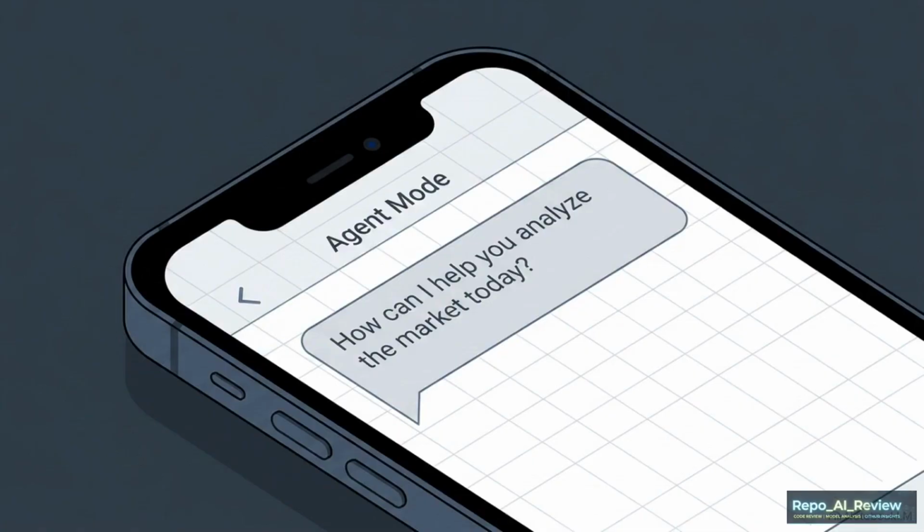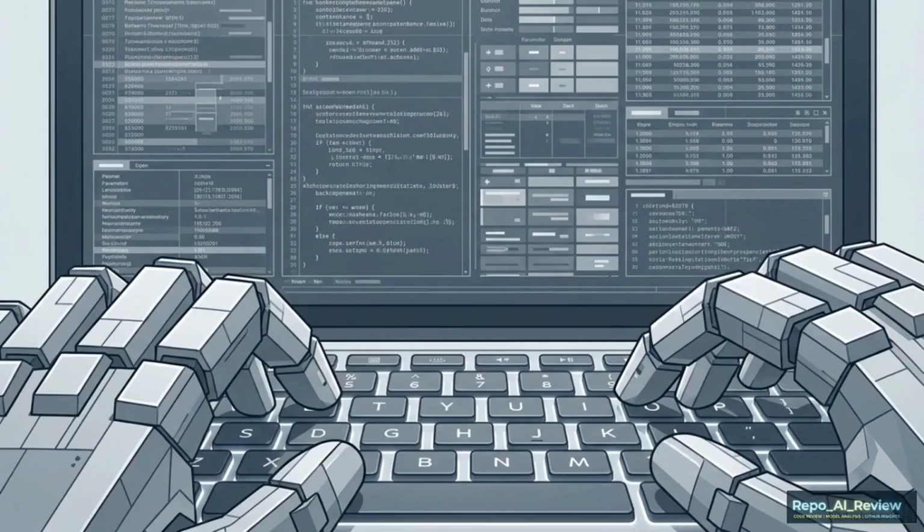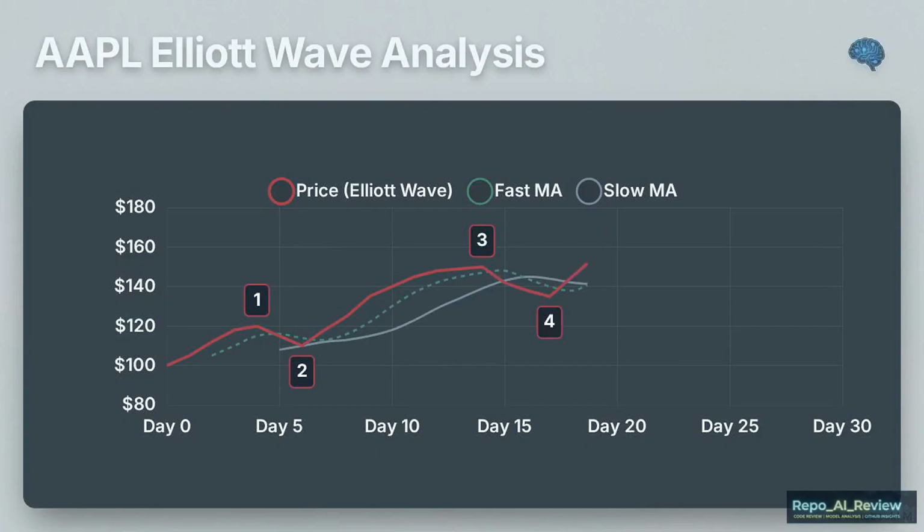Beyond the daily automated reports, the repository includes an interactive agent mode, which functions as an on-demand AI consultant. Users can chat directly with this agent and interrogate it using built-in, complex technical frameworks, asking it to analyze a specific ticker based on moving averages or Elliott wave theory.